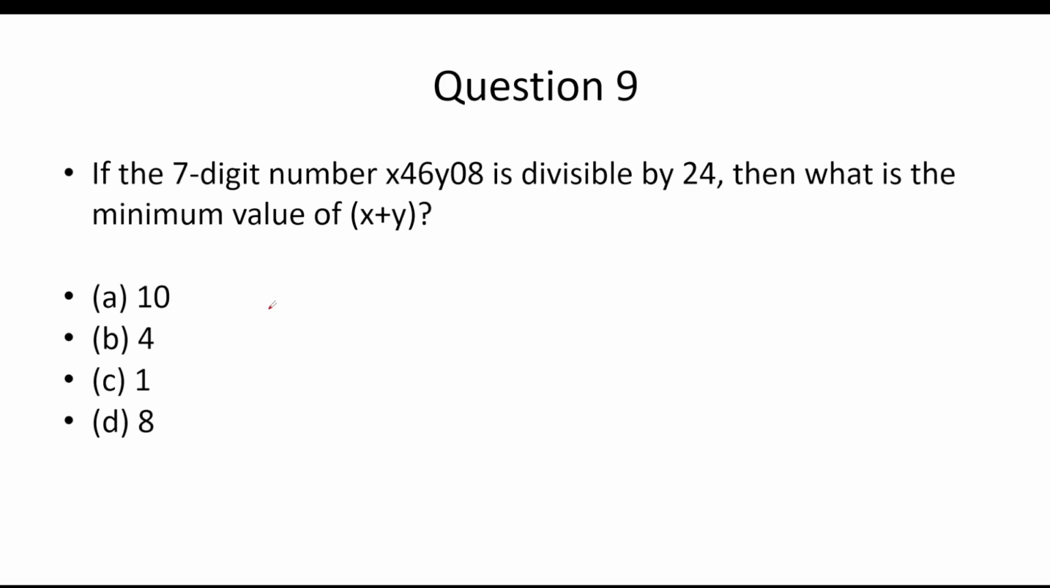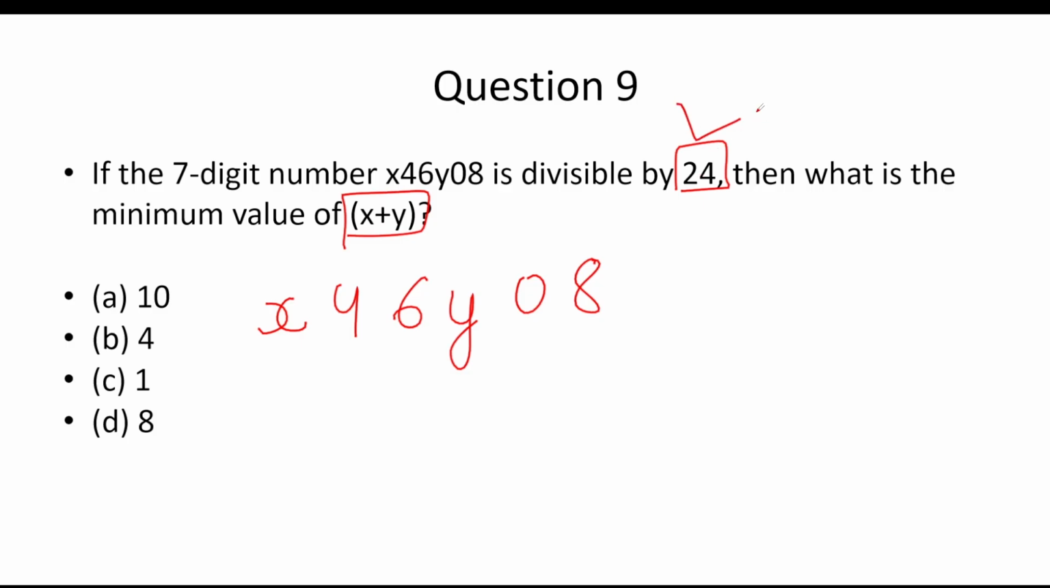Next question is based on the divisibility rule. We have a 7-digit number. Let me write the number here: X46Y08. This is divisible by 24. What is the minimum value of X plus Y? 24, you have to break into factors in such a way that their HCF is 1. So can you break it like this? 8 into 3, because nothing is common in 8 and 3. So if this number is divisible by 24, it is divisible by 8 also and 3 also.